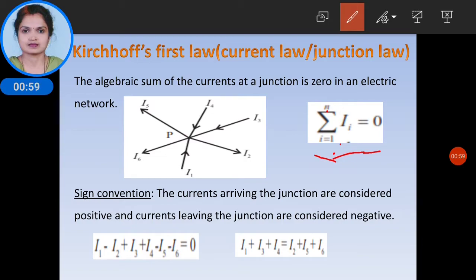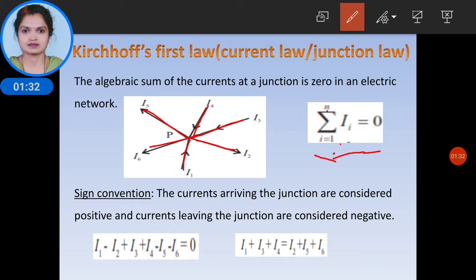If we see the diagram, there is a point P. At this point P, a number of conductors are meeting and leaving the junction. The currents meeting the junction are I1 coming inwards, I4 coming inwards, I3 coming inward, and the currents I2, I5 and I6 are going outward. Then point P is called the junction point. Now all this current summation is equal to 0, which is stated by Kirchhoff's first law.